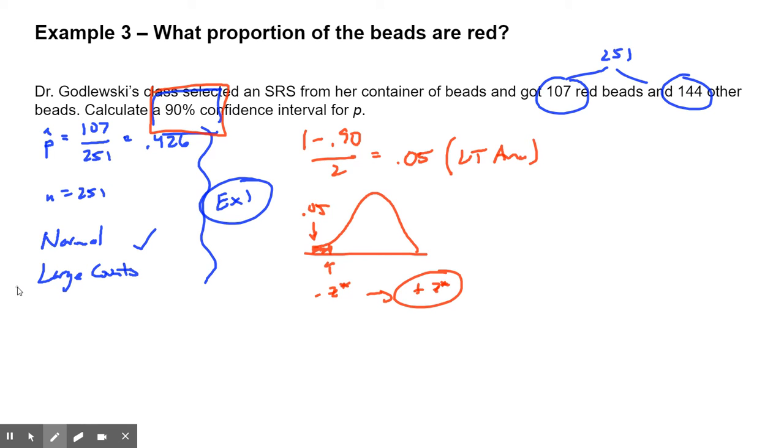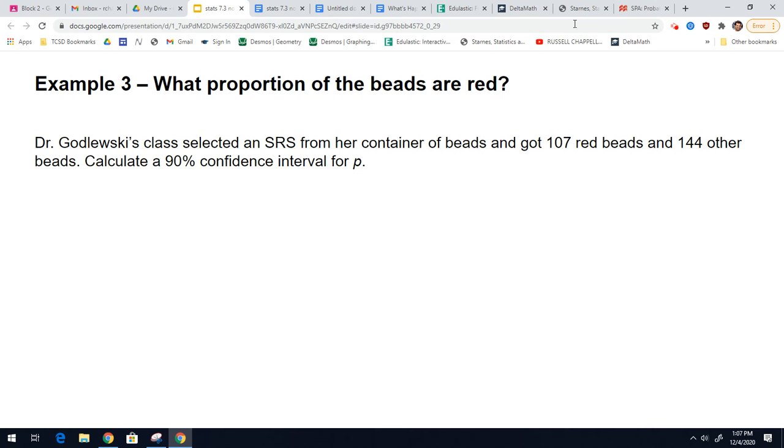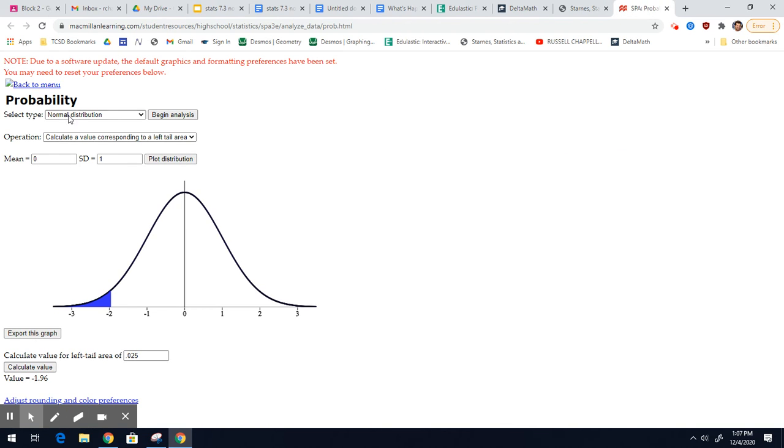Okay, so I'm going to go away from this. We're going to finish everything on the stats applet page and the calculator, because calculating this is important as well. Okay, so let's go to our stats applet. Let's type in 0.05 for our area. Stats applet, again, calculate a value. My left tail area is now 0.05. And there's our negative z star value right here, negative 1.645. So our z star value is positive 1.645.